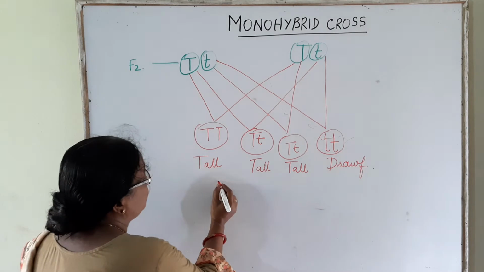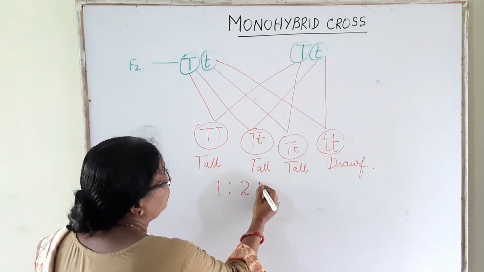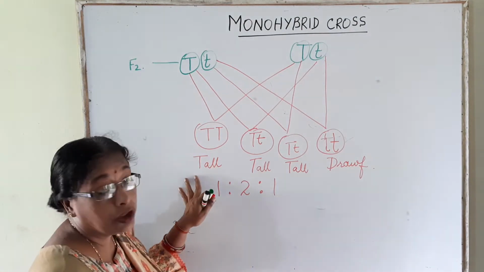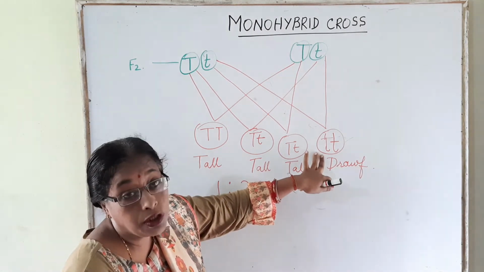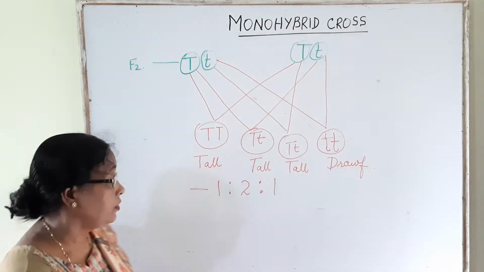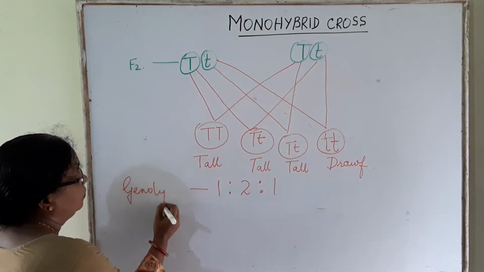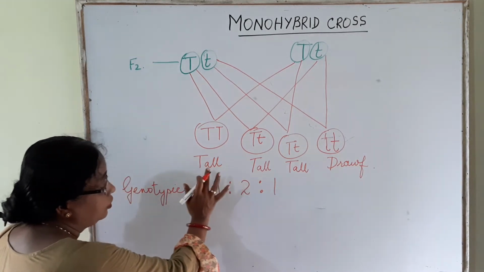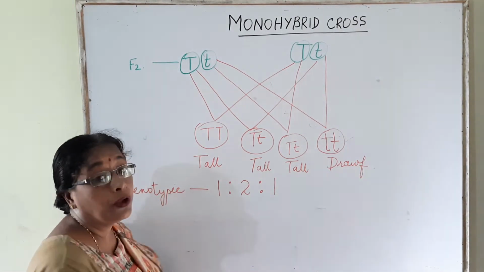So the ratio Mendel got is 1 is to 2 is to 1. That is, 1 is genotypically pure tall, 2 are hybrid tall, and 1 is genotypically pure line dwarf. So this was the genotypic ratio, 1 is to 2 is to 1.